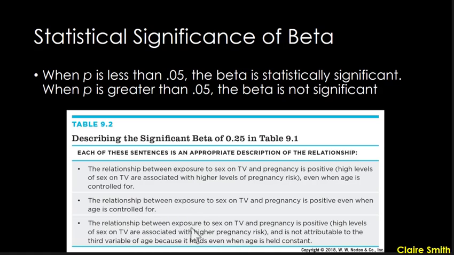The relationship between exposure to sex on TV and pregnancy is positive and is not attributable to the third variable of age because it holds even when age is held constant. Right, so just different ways to word it, examples, just so you guys get an idea. That's straight from your book.